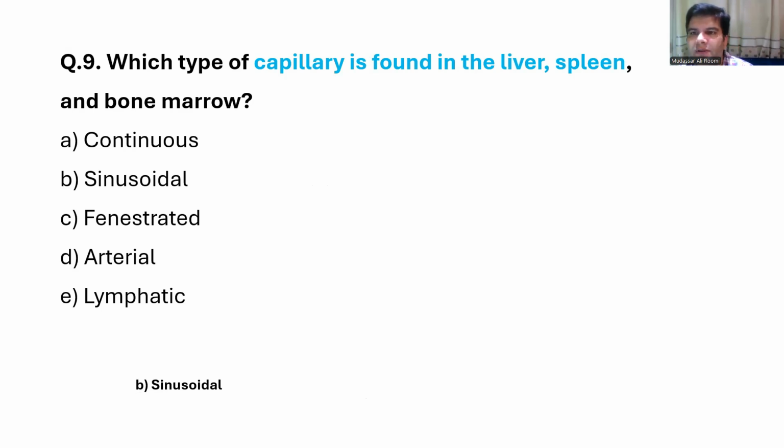Another question which you may be asked in your examination is which type of capillary is present in our kidneys? And the answer is fenestrated capillary. In kidneys and intestine, fenestrated type of capillary is located.